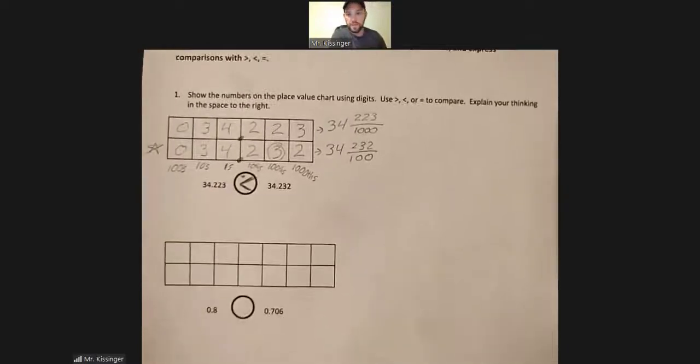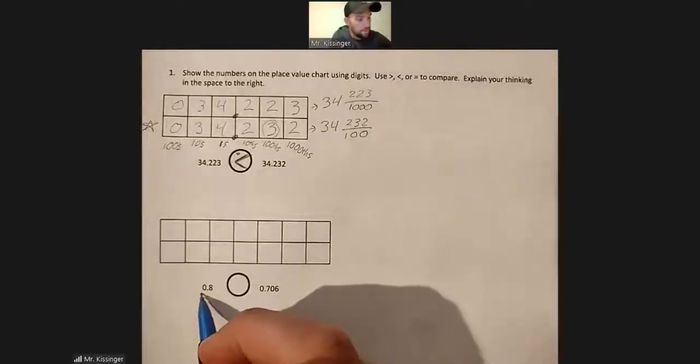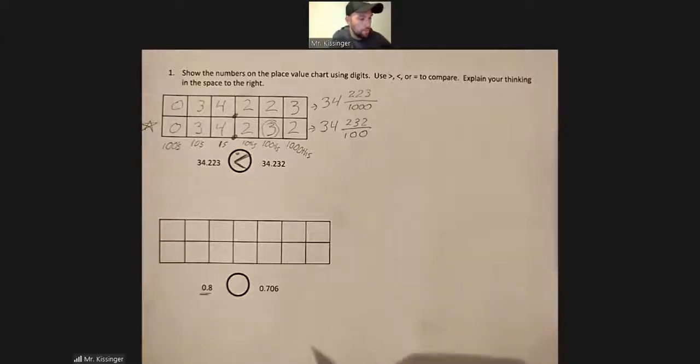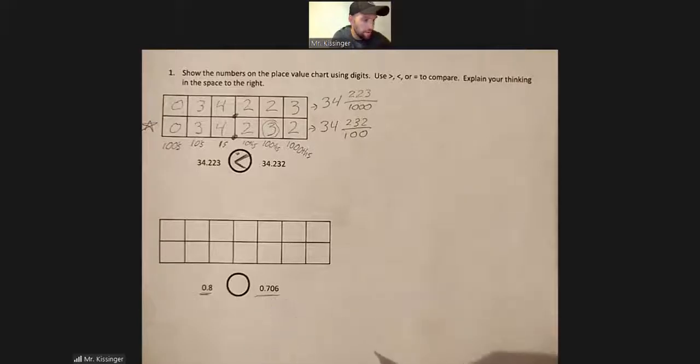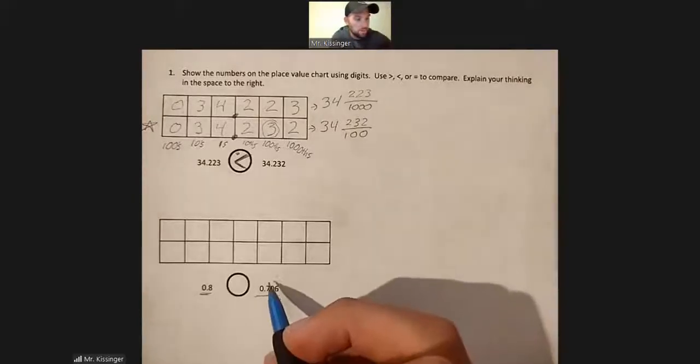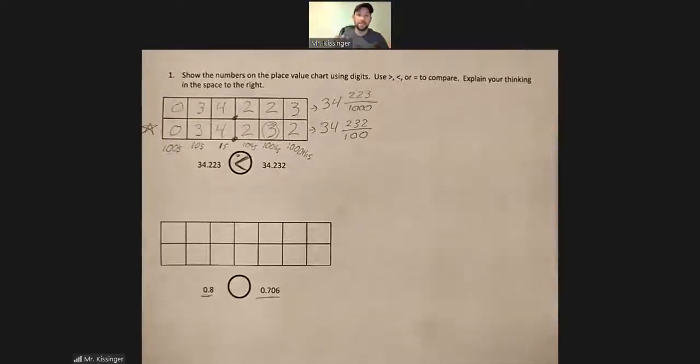So let's do this again, except with a pair of numbers that have a different amount of place values as far as the way that they're written here. We have 0.8 or 8/10, then we have 0.706, which is 706 thousandths. So we have tenths and we have thousandths. Those are a little tougher to compare just from looking at them.